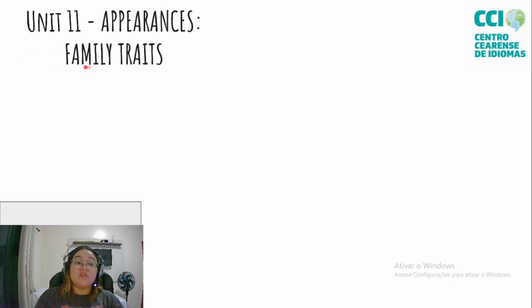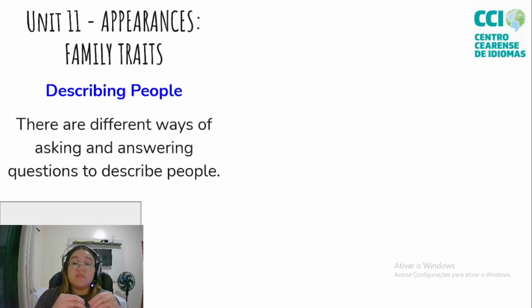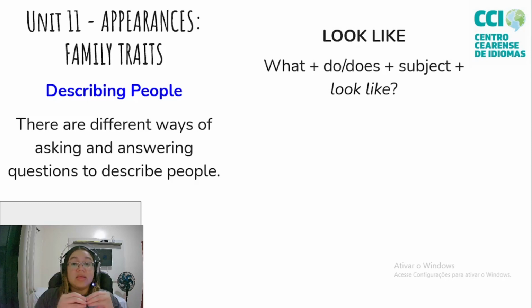So we start with family traits. How do we describe people? There are different ways of asking and answering questions on how to describe people. Let's see here the first way that you can ask about someone's appearance. You can use the expression look like. The structure is what, do or does, depending on the subject, right? What do or what does the subject look like?